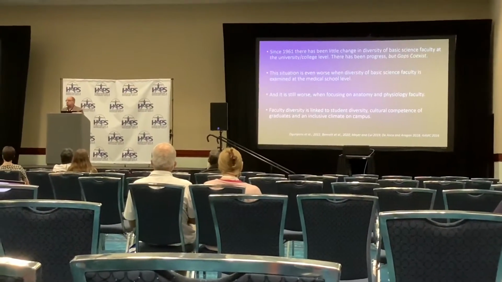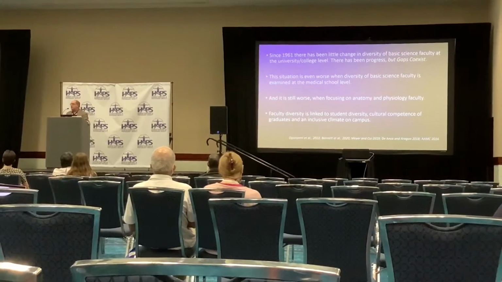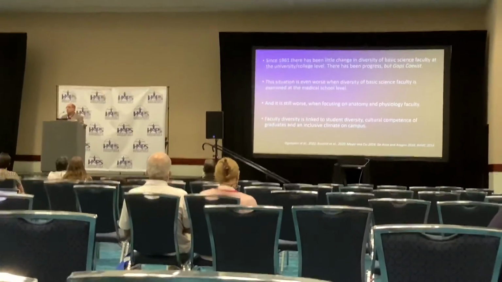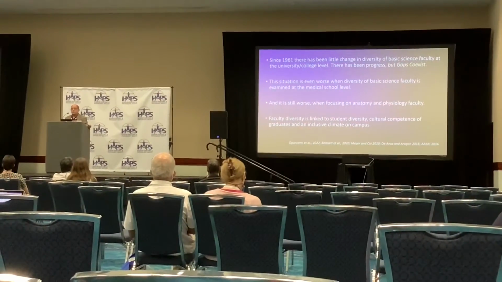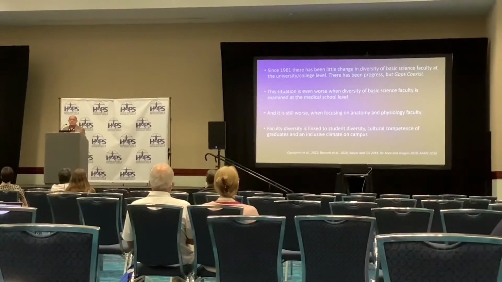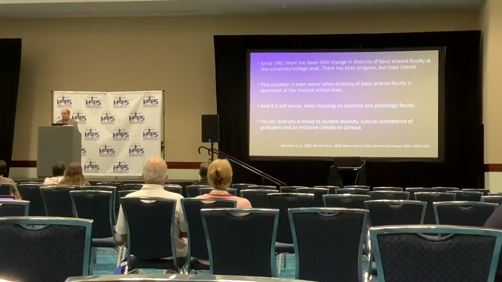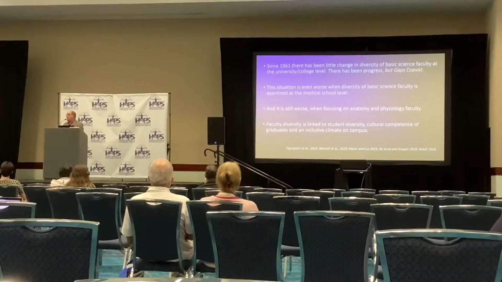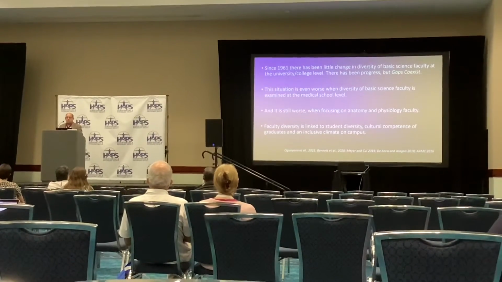So the problem: since 1961, there's been little change in the diversity of basic science faculty at the university or college level. There's been progress, certainly, and mostly in the increase in the number of women professors. Okay? But there are gaps that still coexist. And if we look at basic science faculty at the medical school level, the situation is even worse. There's more of a disparity. And then if we focus in on anatomy and physiology faculty, the situation becomes that much worse.